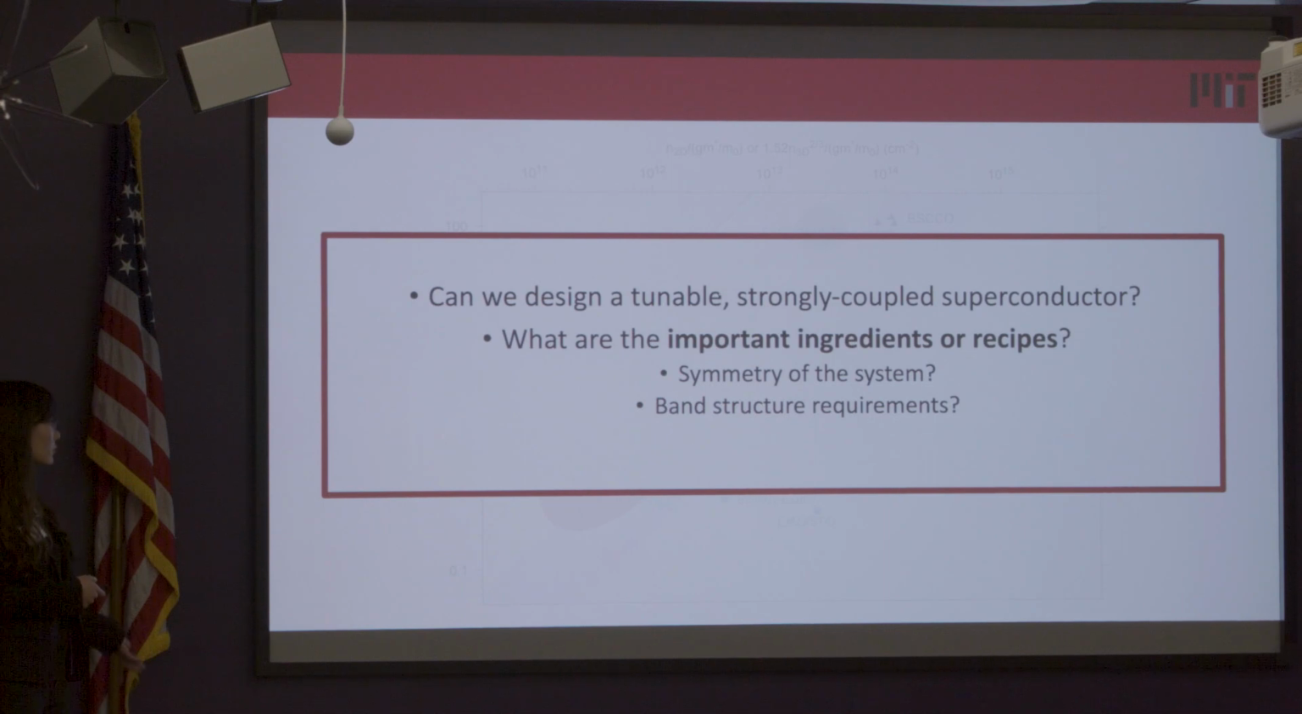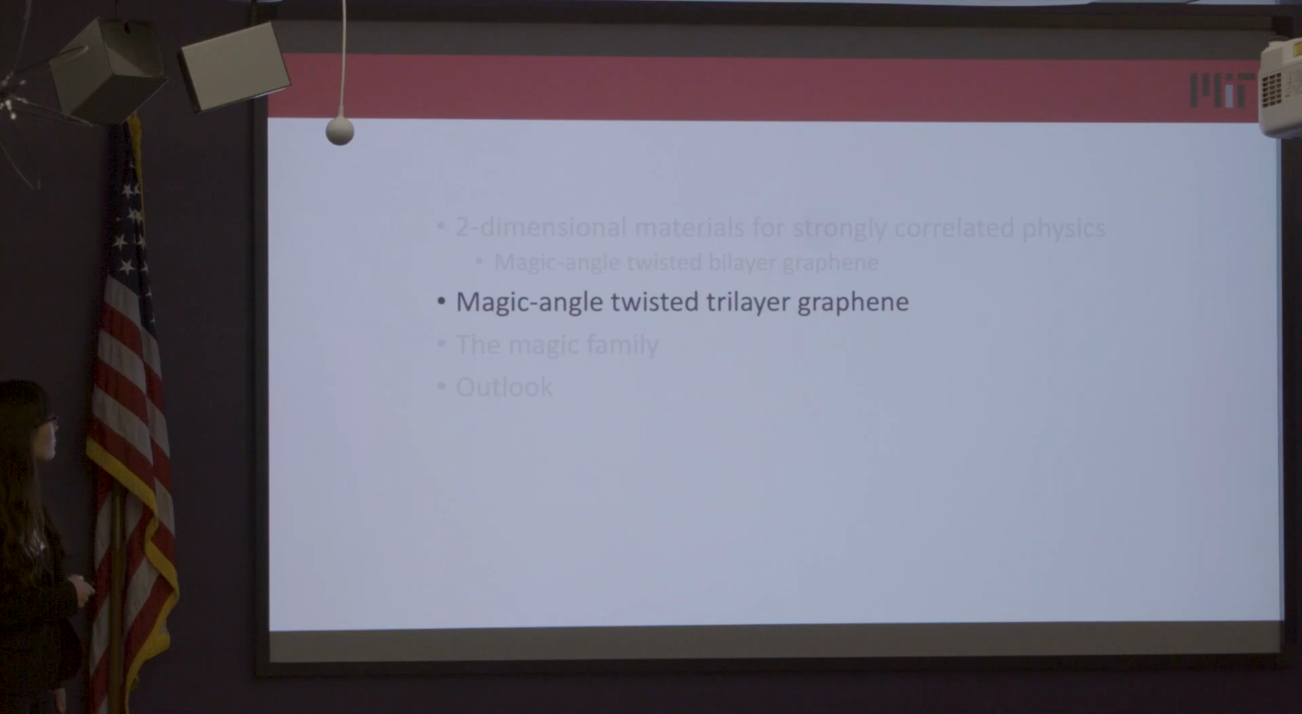Is the symmetry of the system the important thing? Or are the details of the band structure important? So here goes the first main part of my talk today, which is going to be on magic angle twisted trilayer graphene.